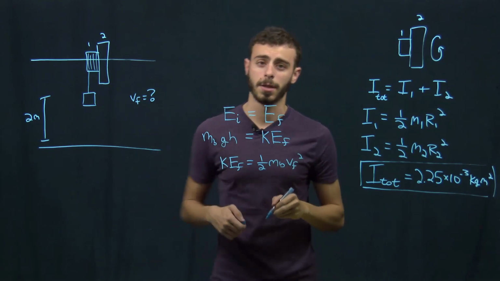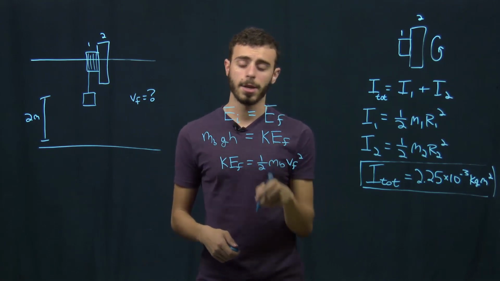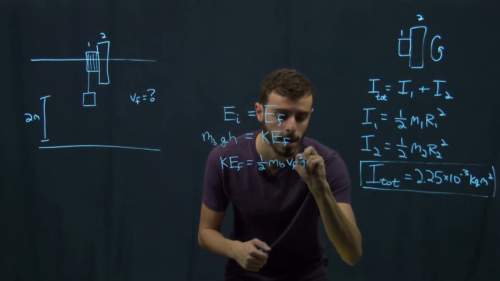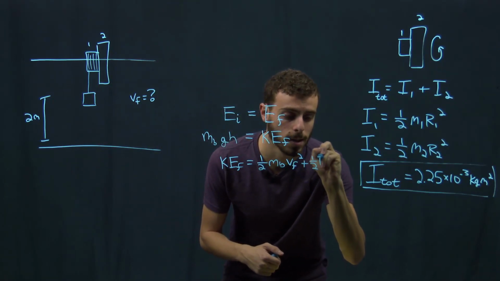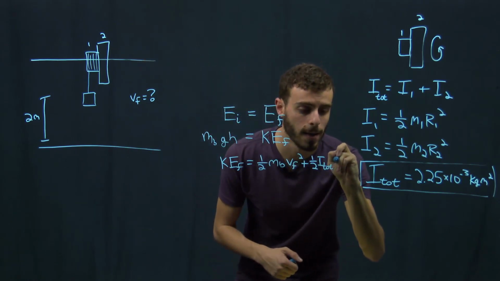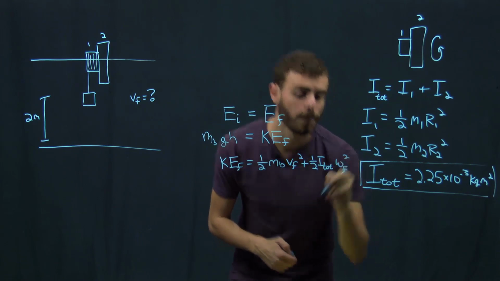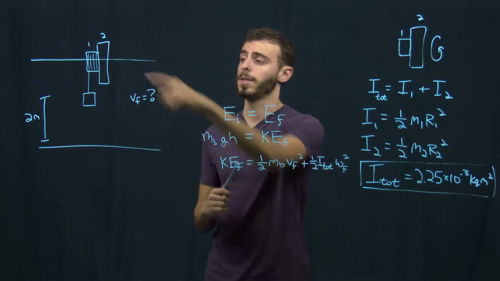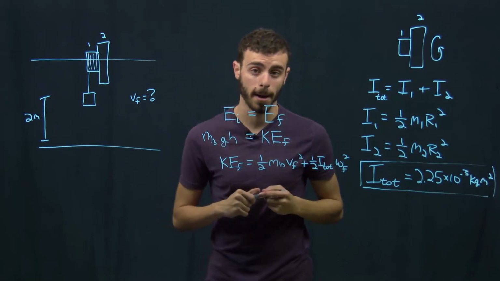This V final is of the block. So this is our translational energy from the block, but we also have this rotational energy from these disks. And we know the form there is going to be 1/2 I total omega final squared, because it's from both of the disks. So that's just to say when this block reaches the ground, these will be rotating with some omega.